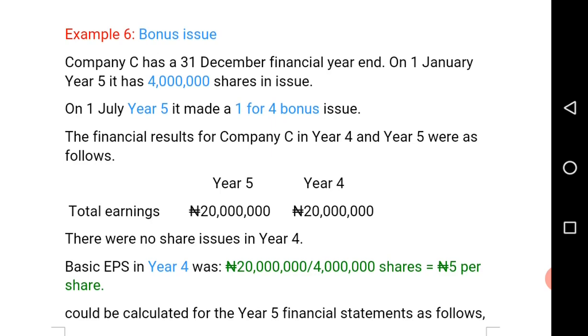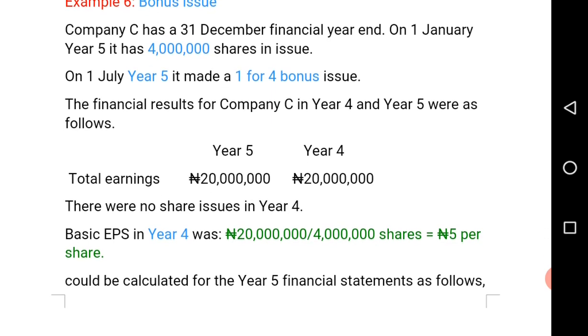Now they've done that for us and given us the earnings itself. Year 5 has earnings of 20 million naira. Year 4 has earnings of 20 million, the same earnings, and it says there were no shares issued in year 4. So the only area where we have a share issue is year 5 in this question. On 1st January year 5, we had 4 million. On 1st July year 5, we had an extra bonus issue.